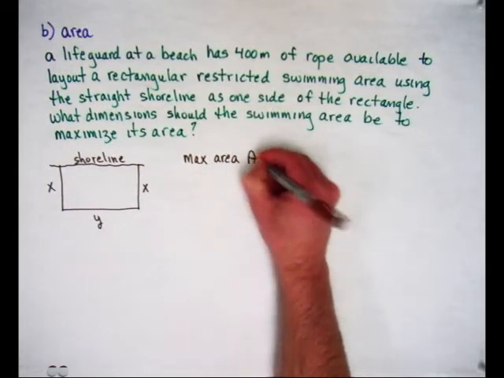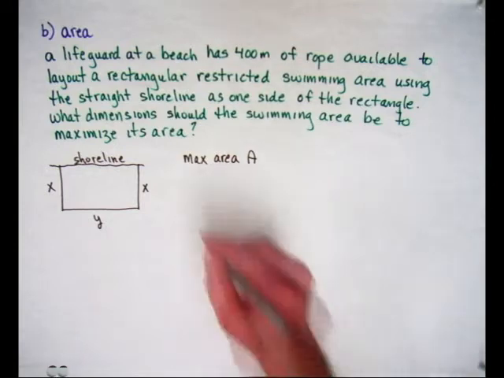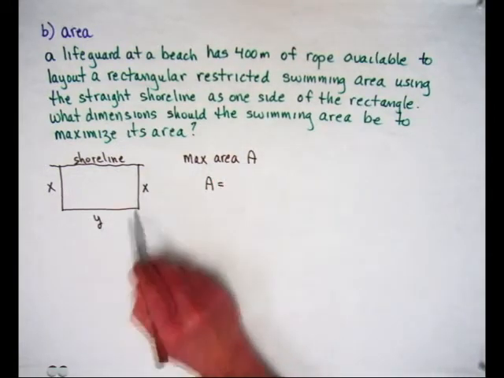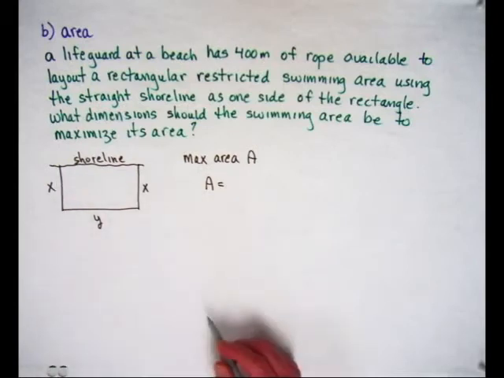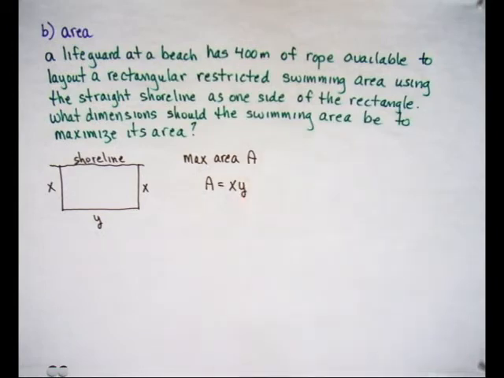We'll call it A. So your next job then is to write a function. We need a function that gives us the area of that rectangular swimming area. So the area would equal, well, in this case, it's just a rectangle. So area of a rectangle is length times width. So our area would be X times Y. Once again, we have two variables.